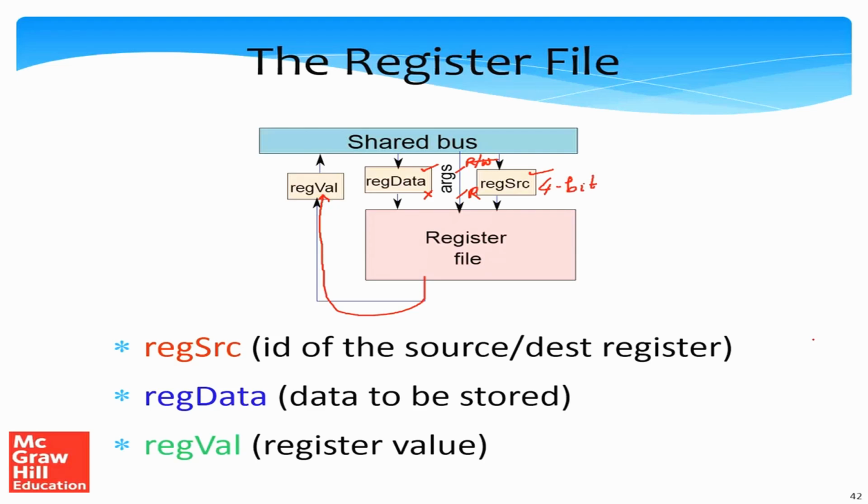Subsequently, if some other part of the processor wants to know what exactly was read from the register file, then the reg val micro register can supply the value on the shared bus. Alright, so we have reg source, which contains the ID of the register, reg data, which contains something if something has to be written, and reg val, which is the value of the register which was just read.